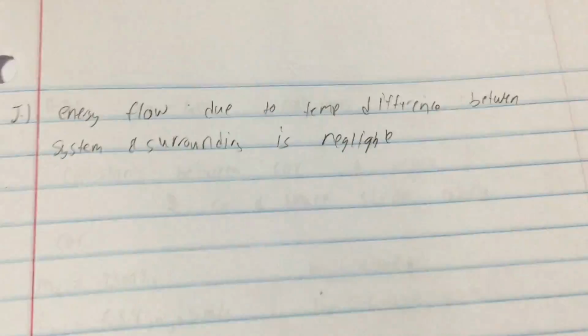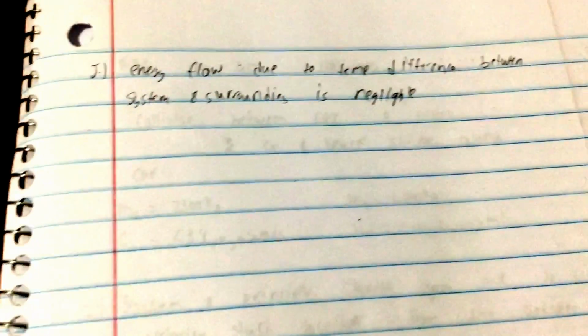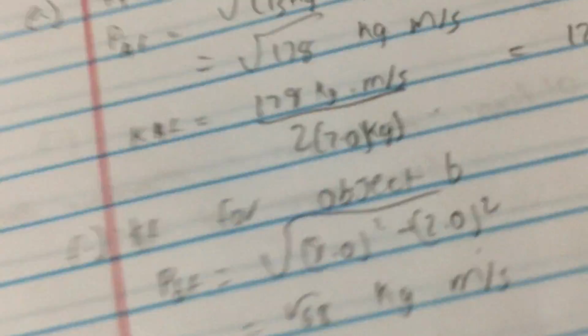And lastly, they were asking what criteria I should assume to solve the problem. I said energy flow due to the temperature difference between the system and surroundings is negligible. I assume this because the time interval is very small, and that was about it.